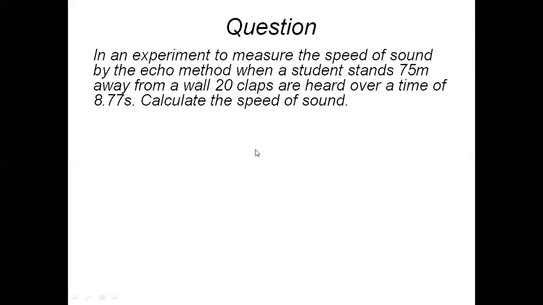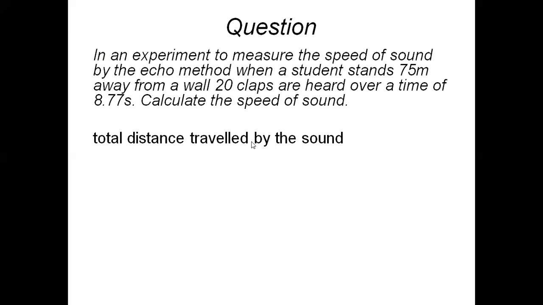In an experiment to measure the speed of sound by the echo method, when a student stands 75 meters away from a wall, 20 claps are heard over a time of 8.77 seconds. Calculate the speed of sound.